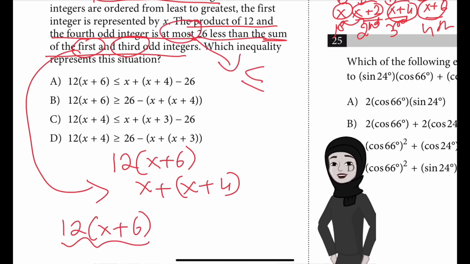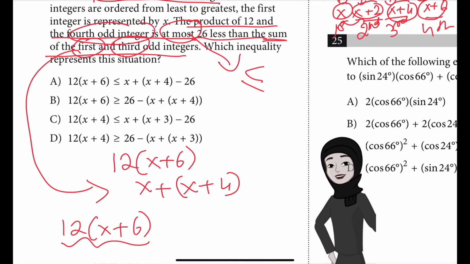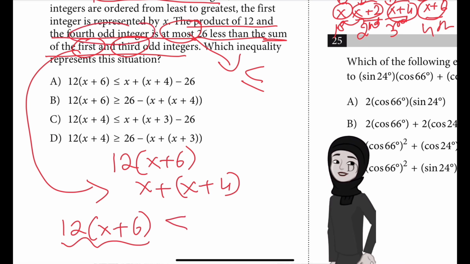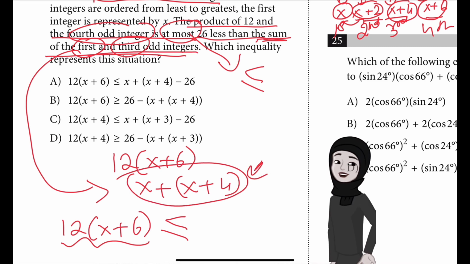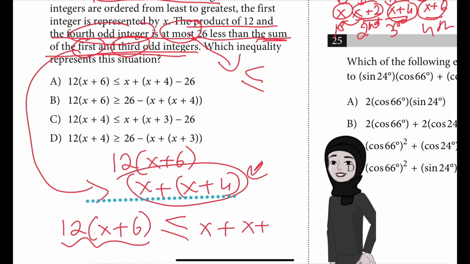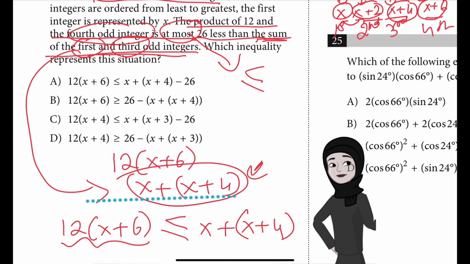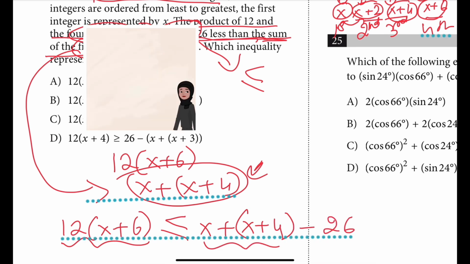At most in mathematical form is less than or equal to. So we take the product of 12 and the fourth odd integer, which is 12 times x plus 6, is at most, so we put the less than or equal sign, and then we take the sum of the first and the third odd integers, which is represented here as x plus 4. It is 26 less than the sum of this. So that means we have to subtract 26 also from this.